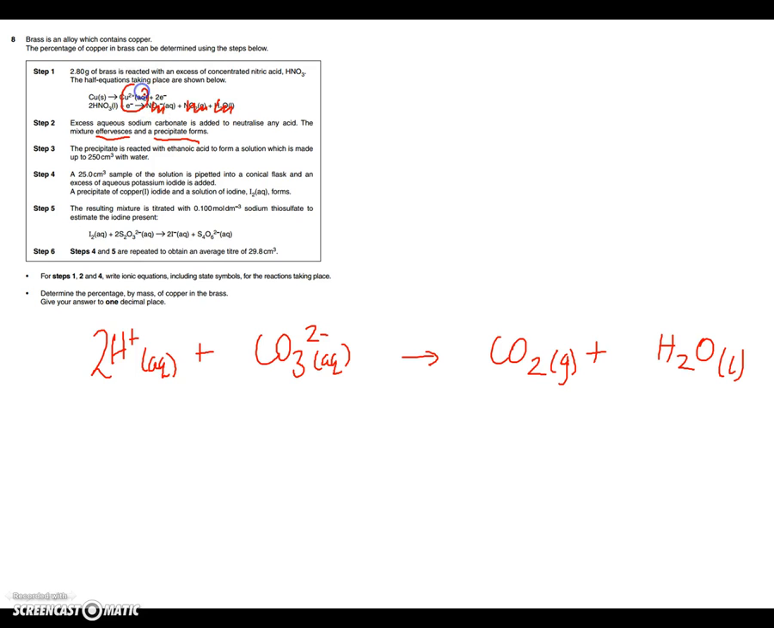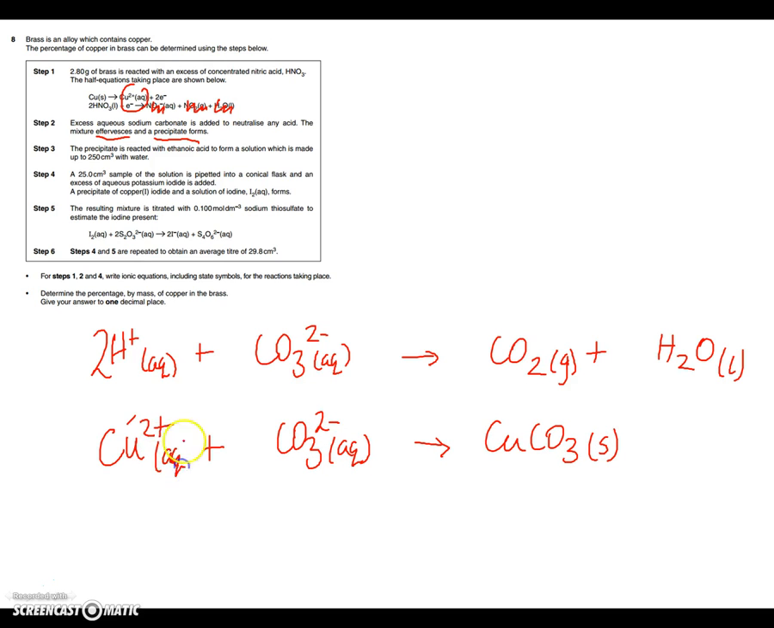So we're really only left with the copper ions, which could cause any precipitation. And from your basic chemistry, you should know that copper carbonate is quite insoluble. And so we end up with copper carbonate as a solid, and then this is in the aqueous form, and then this is aqueous as well here. So that's for step 2.